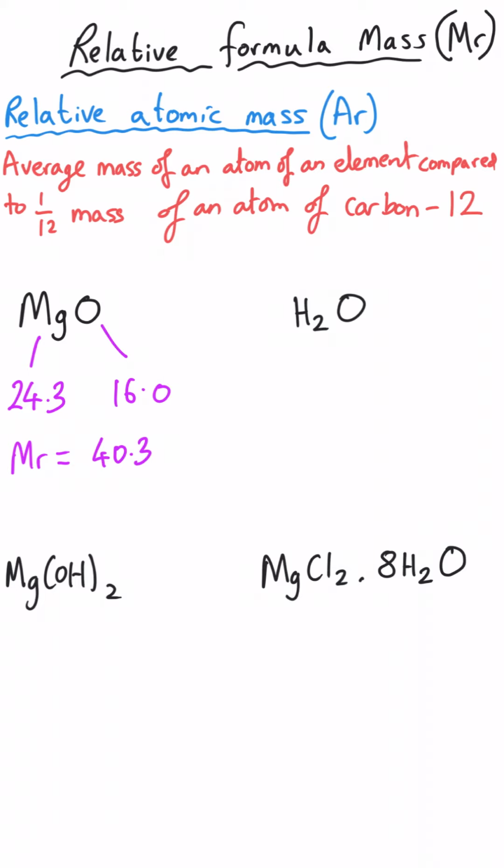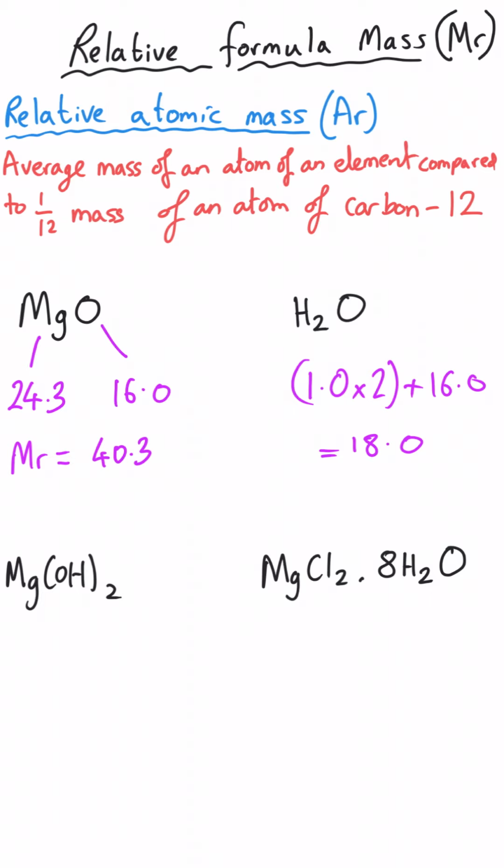For water, H2O, there is not just one of each element. We've got hydrogen, which is 1.0, but there are two of them, so it's 1.0 times by 2, plus the 16.0 for the oxygen, which gives us an MR of 18.0 grams per mole. And so we need to report that decimal point, even if the final answer is 0.0. We do need to get into good habits.